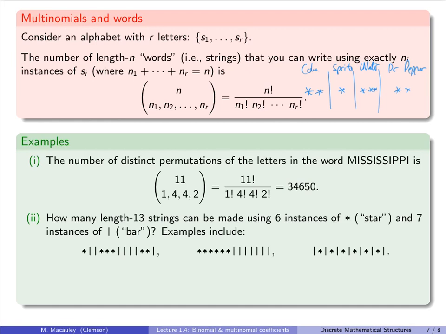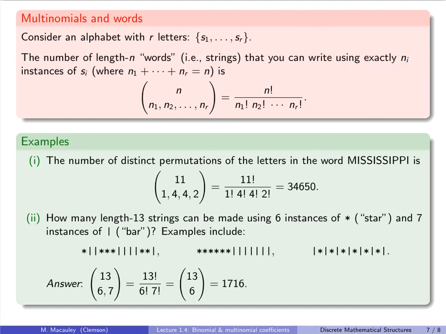Okay, so this is something that we know how to do. We know how to count the number of these. The answer is just a multinomial coefficient, 13 factorial divided by 6 factorial times 7 factorial, which is more commonly known as 13 choose 6, or 1716. Okay, so the reason why I showed this particular example is because we will use this, stars and bars, in the next lecture when we study multisets.